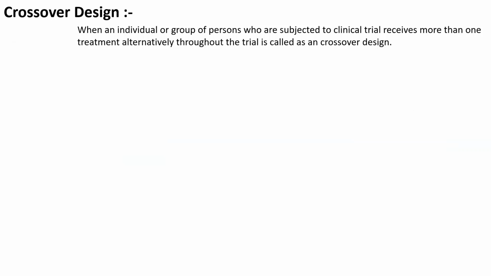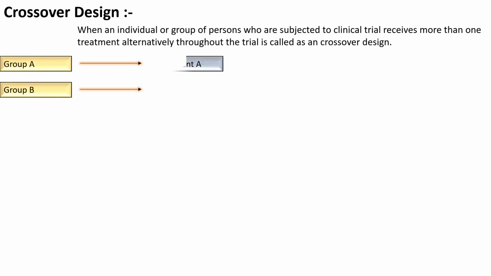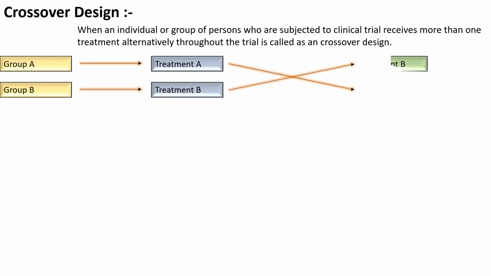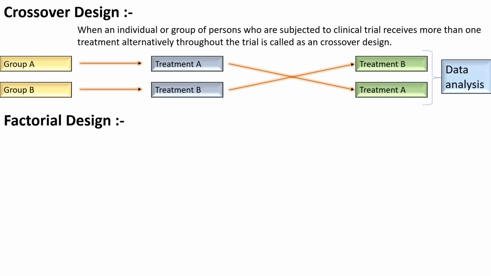Next is crossover design. The word itself indicates that crossing is done, means the treatments are alternated. More than one treatment is given to a group. If we consider group A and group B, group A is given treatment A, group B is given treatment B, randomly, for the first week. But as we enter the second week, the treatments are exchanged. Group A will receive treatment B and group B will receive treatment A, and after that data is analyzed.